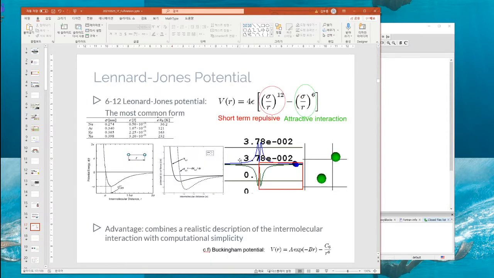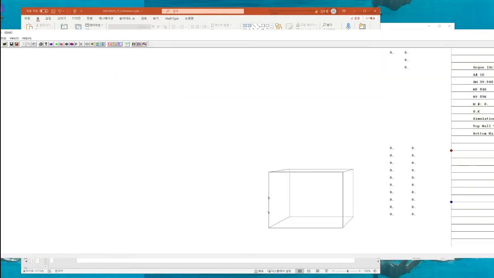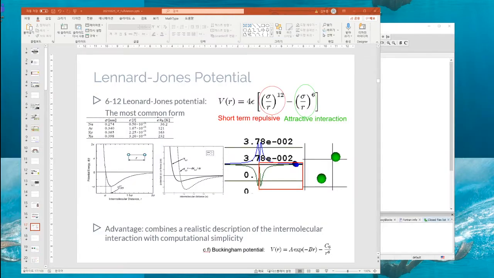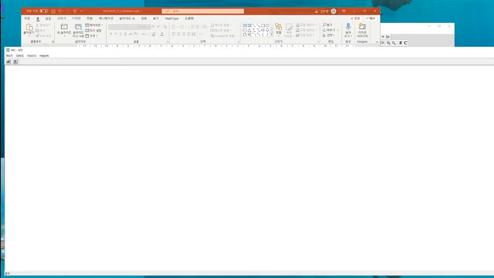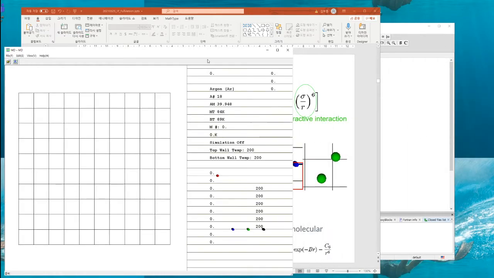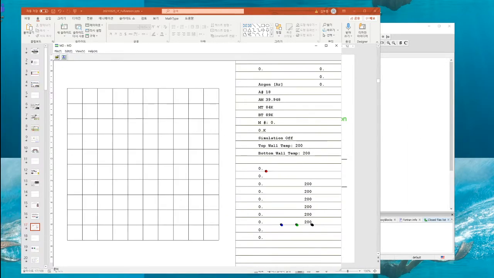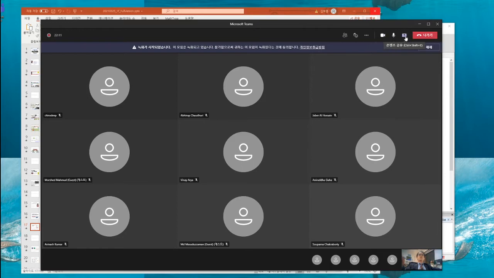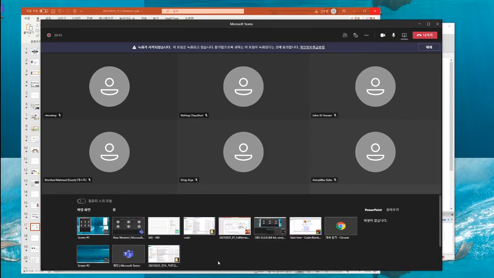Alright, so I explained the Lennard-Jones potential, and I know that a lot of presentations are just like that. They explain the Lennard-Jones potential, but they never show what it really is. So I just want to make my presentation a little bit different from others. I will show you something: the MD code that I made by myself. So let me change the screen to my own code.